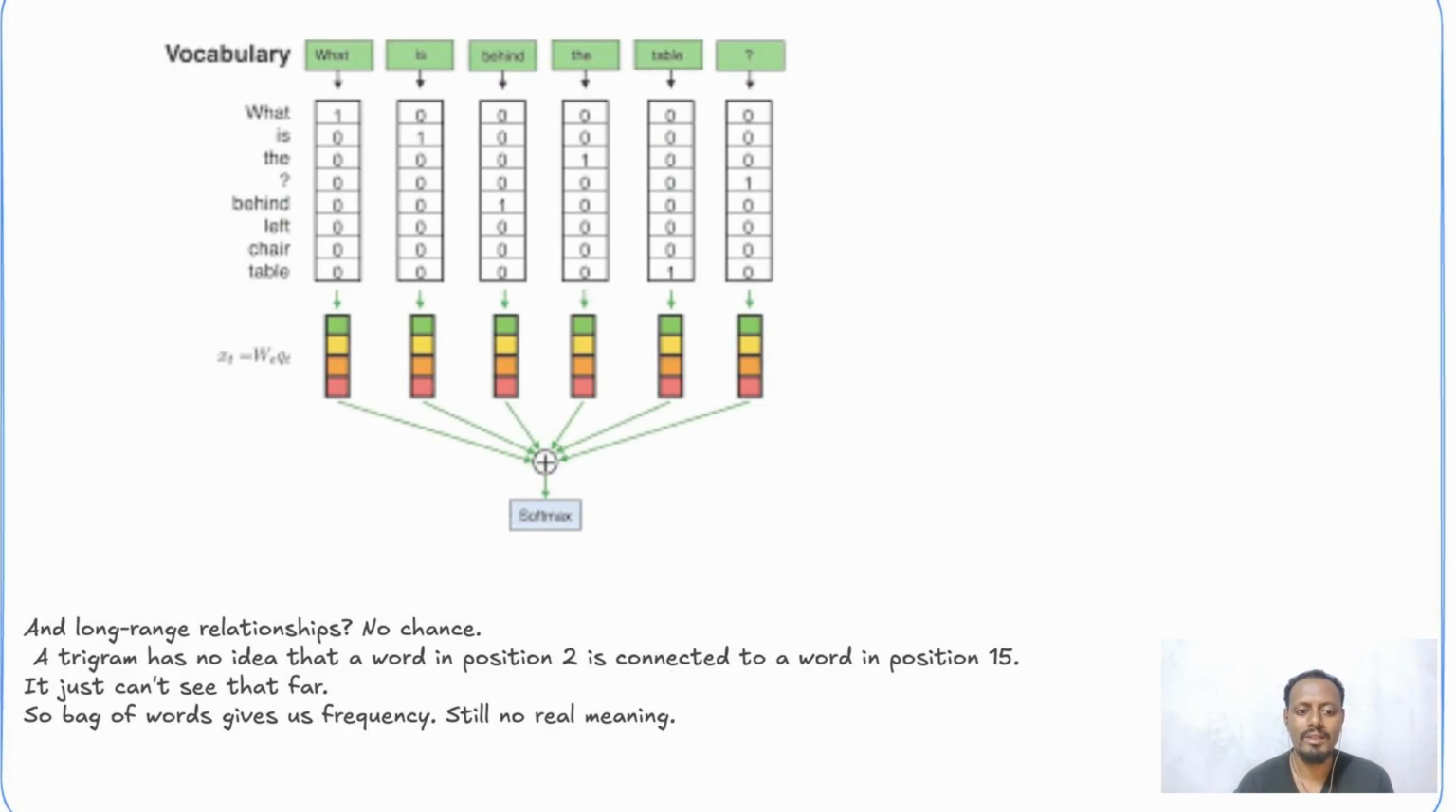You lost the overall order. Dog bites man and man bites dog have the same words and the same counts, so they look identical to the bag of words model, but they have completely different meanings in reality. And long-range relationships? No chance. A trigram has no idea that the word in position 2 is connected to the word in position 15. It just counts what is that close. So bag of words gives us frequency, still no real meaning.